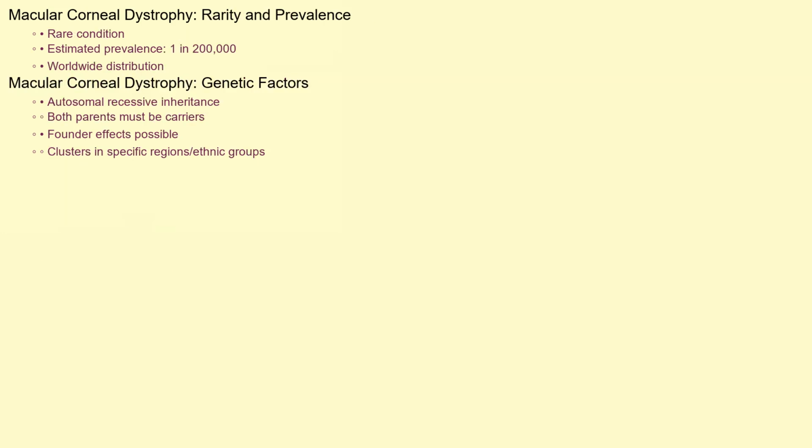Macular corneal dystrophy is considered a rare condition. Its exact prevalence is difficult to determine, but it is estimated to affect approximately 1 in 200,000 individuals. It's found worldwide, but there may be clusters of higher prevalence in certain geographical regions or ethnic groups, suggesting founder effects where a specific gene mutation became more common within a particular population. Because it's an autosomal recessive condition, both parents must carry the mutated gene for their child to inherit the disorder. This inheritance pattern contributes to its relative rarity.